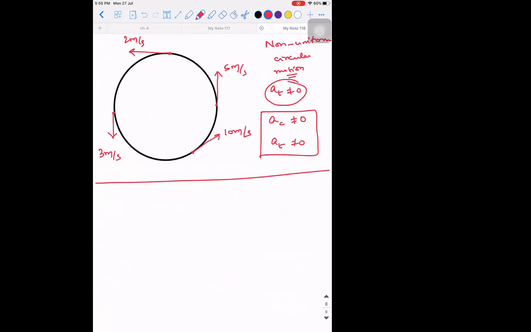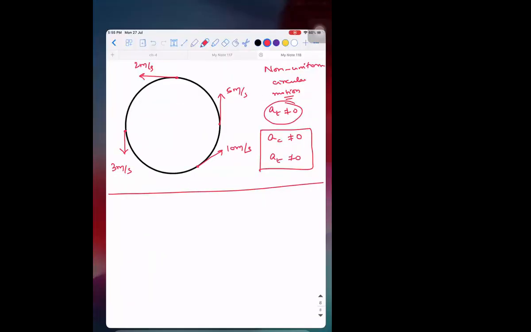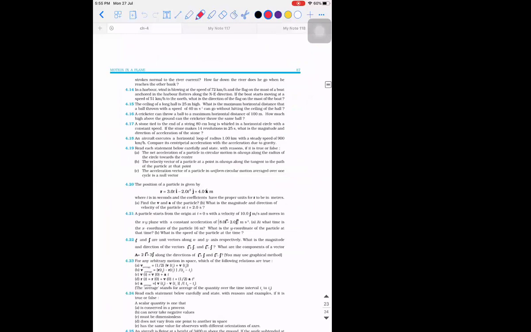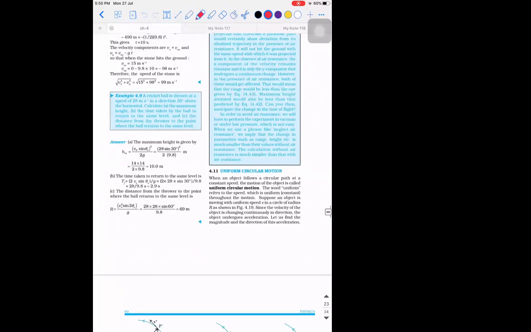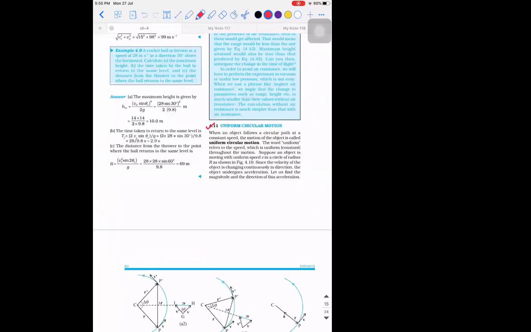Write down the heading. In your textbook also it is given like this only. What is the topic given? 4.11. It is called uniform circular motion, not only circular motion. So you can read it out. When an object follows a circular path at a constant speed, the motion of the object is said to be uniform circular motion. The word uniform refers to the speed, which is constant throughout the motion. I hope it is clear till this step.